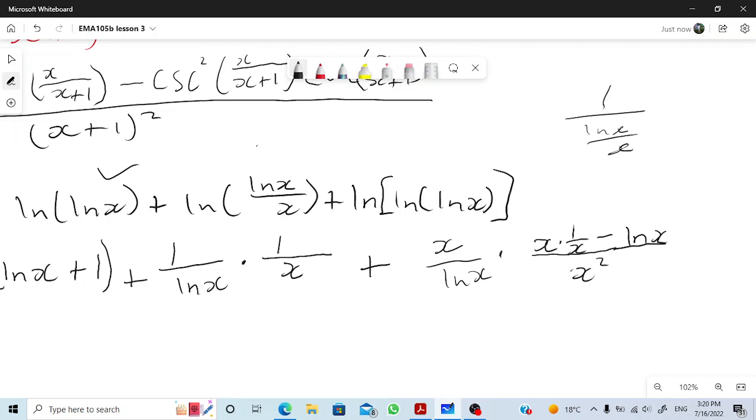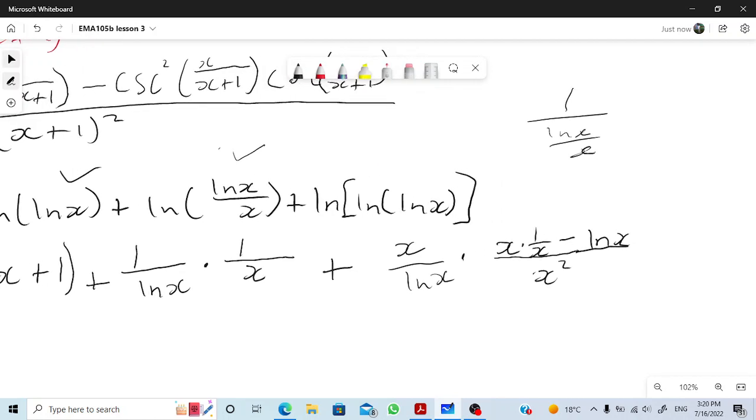The derivative of the x in the denominator here will be 1. If you differentiate x, you are going to have 1. Okay, so all this is multiplied by 1. Now we are done with this one. So now the last part.